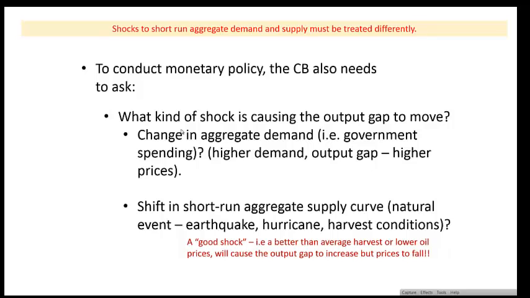But it turns out that we could also have a shift in the aggregate supply curve, and natural events such as a hurricane, an earthquake, or maybe harvest conditions. So we can have a good shock, a good shift to the short-run aggregate supply, a favorable shock. For example, we could have a better than average harvest, or we could have lower oil prices. Both of these shocks will cause the output gap to increase, but prices will fall.